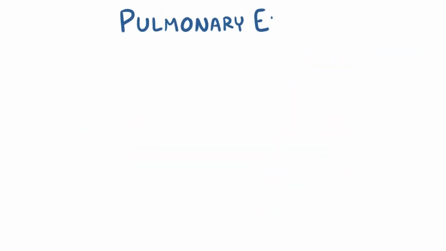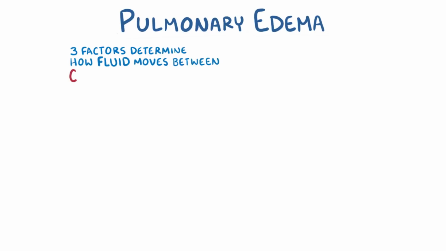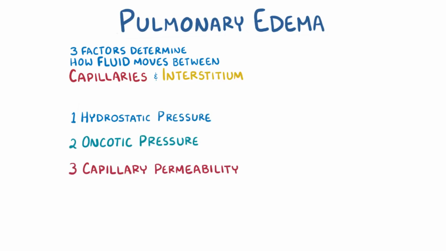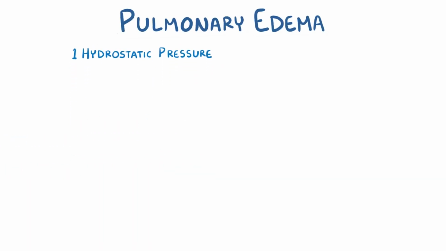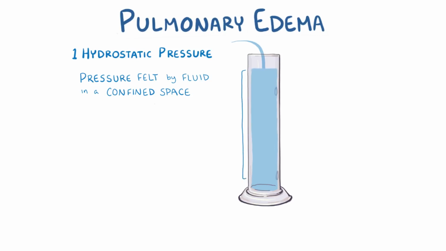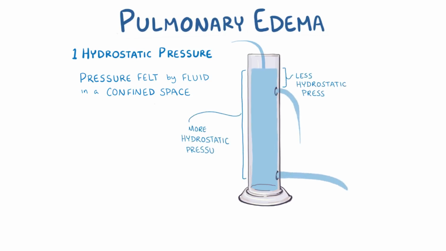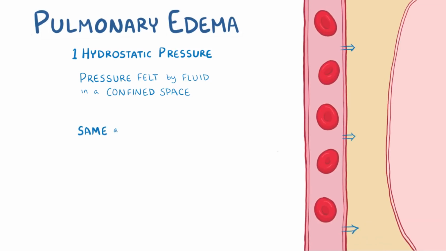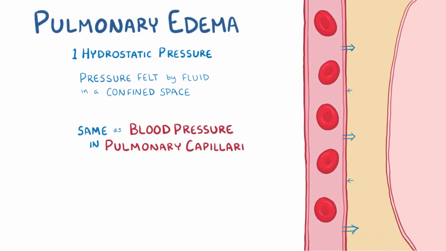To understand pulmonary edema, let's first talk about the three main factors that determine how fluid moves between the capillaries and interstitial fluid, which are the hydrostatic pressure, oncotic pressure, and capillary permeability. Hydrostatic pressure refers to the pressure felt by fluid in a confined space, pushing the fluid out of that space. In the interstitial space, it's the same thing as the blood pressure in the pulmonary capillaries.